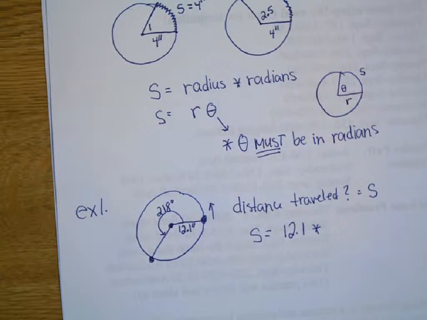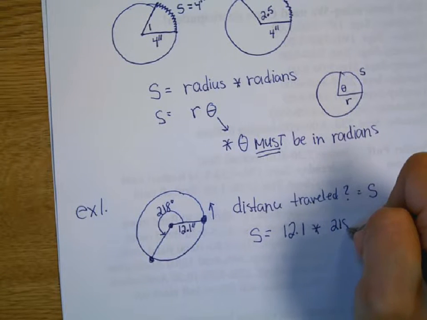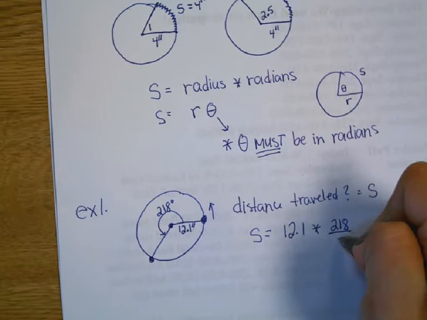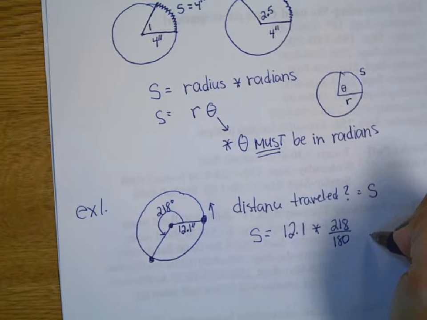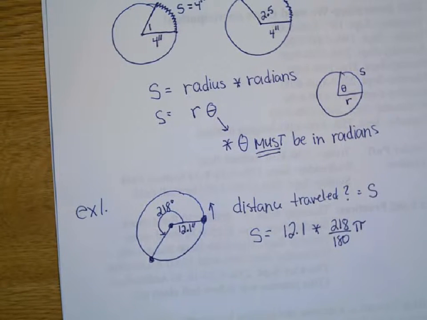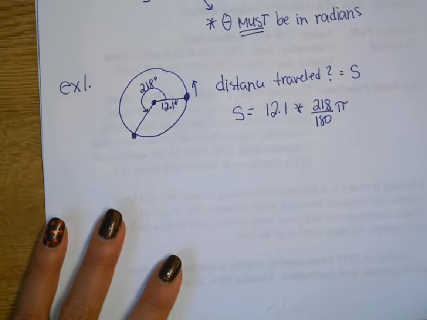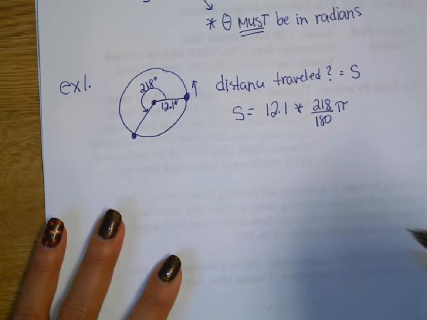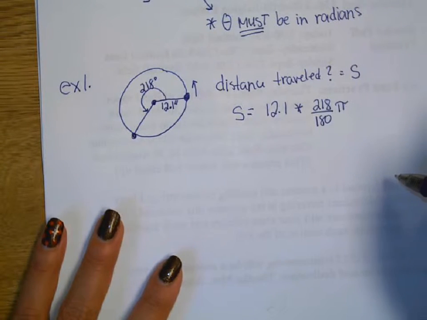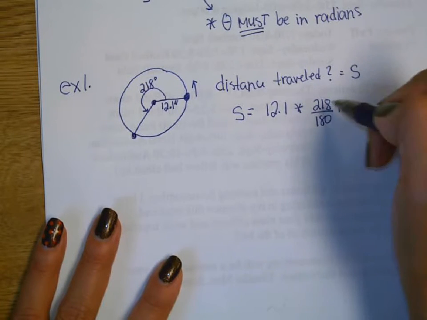Do I know the radians? No. So, what do I have to do to this 218 degrees? Divide by 180. And then times by pi. I don't know if we can be exact on this one or not. Wait, would I only understand this if I was here for the notes yesterday? Correct. You would not have understood this part right here.